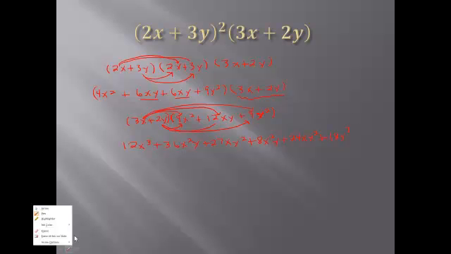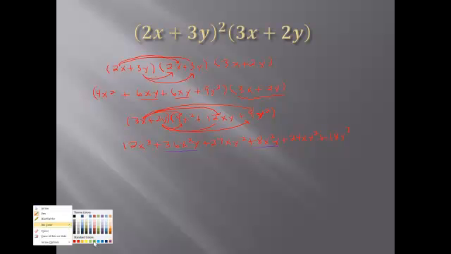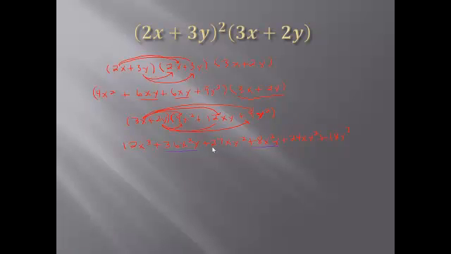Now once you do all of your distributive property, you have to see if you have any like terms. So let's see here. Like terms have the exact same variables with the exact same exponents on those variables. So 36x squared y is like 8x squared y. So I can combine those two. And then 27xy squared is a like term with 24xy squared. So I can combine those two.